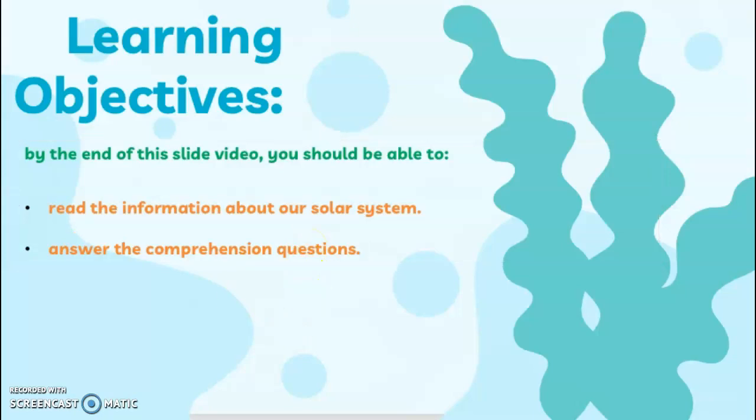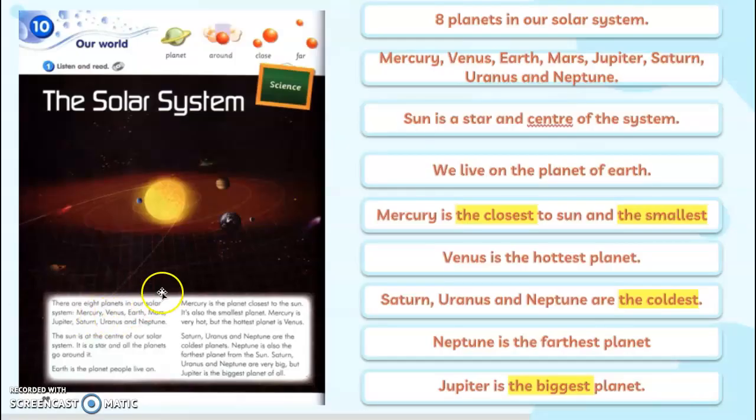What is actually our solar system? This is a text that you can find in your textbook, your Get Smart book on page 98. I'm not going to read all this. I hope you can read it on your own, but we are going to look into the summary of this text. From this text, it tells you that there are 8 planets in our solar system.